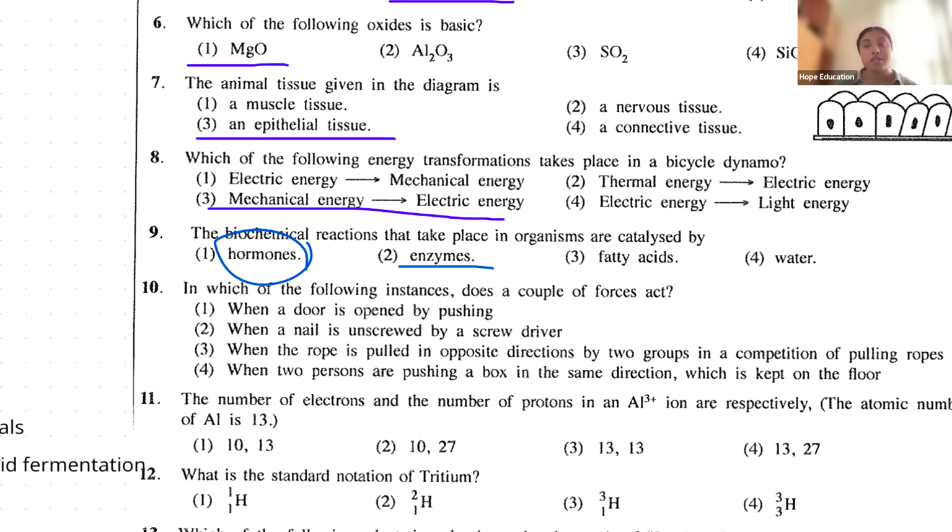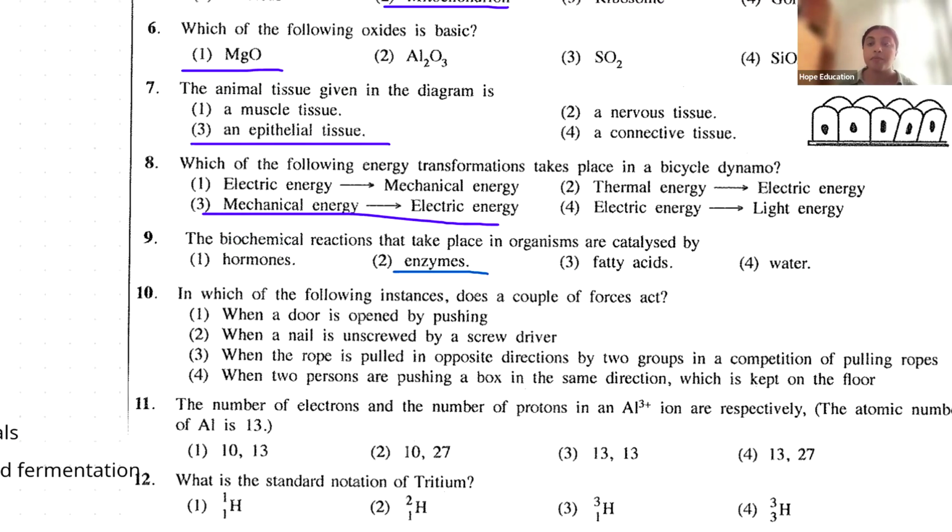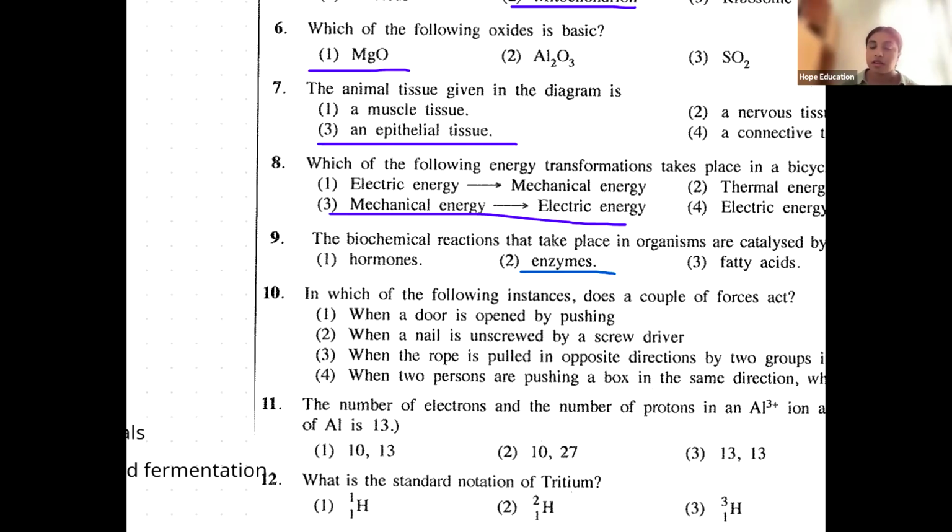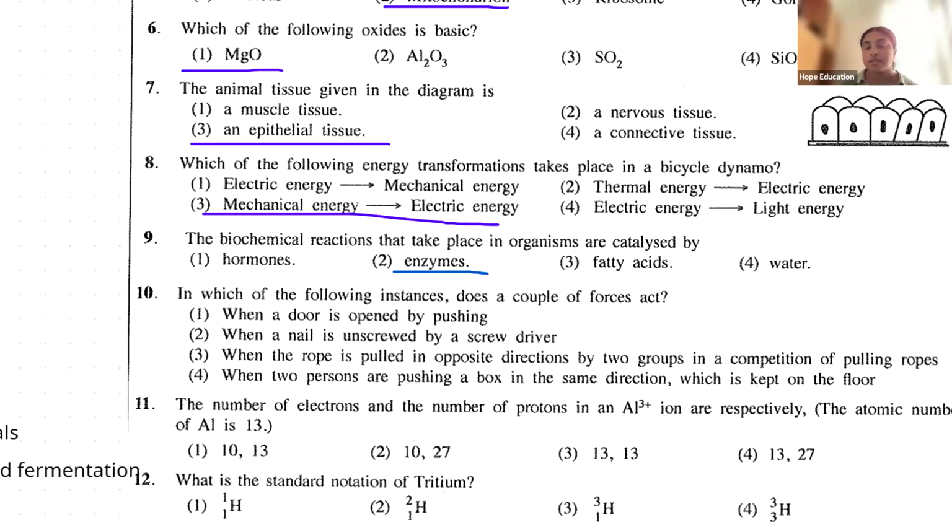Lipids, yes, but not just lipids. Some hormones are made up of proteins, right? So hormones are made up of proteins and lipids. Some are proteins, some are lipids. Lipids are made up of fatty acids and glycerol. Anyways, the answer is enzymes, yes. Let's move on to the next one.